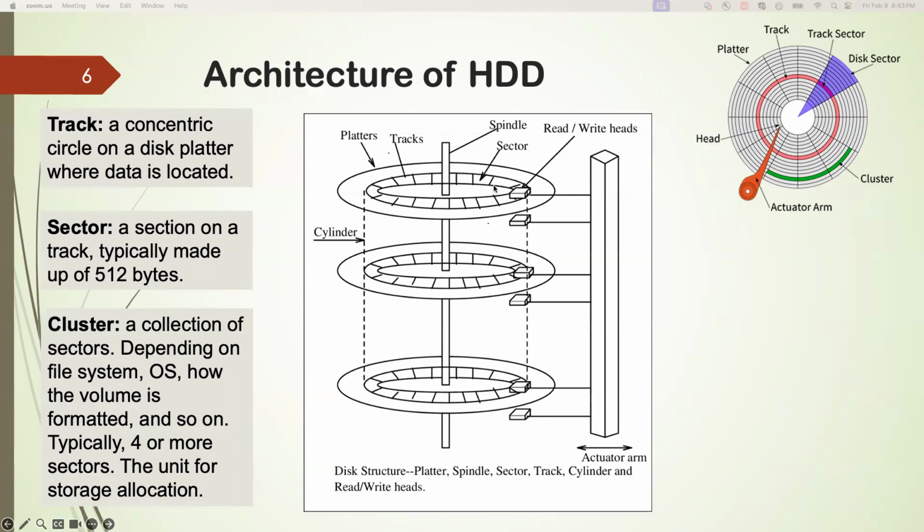You can see one platter has multiple tracks like this one, and this is also an illustration of different tracks. These tracks are the locations on the hard drive where you can store data. And these tracks are further divided into smaller units, which we call a sector. A sector is a 512 byte region on one track on which you can store data. This is the smallest unit in which you can store data.